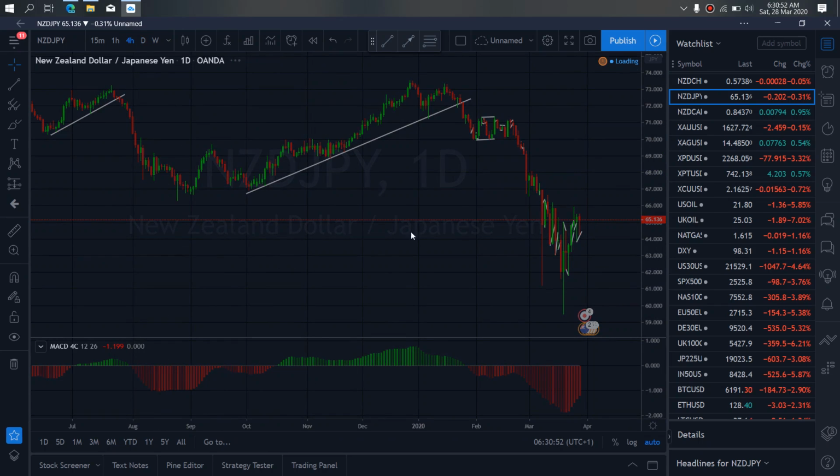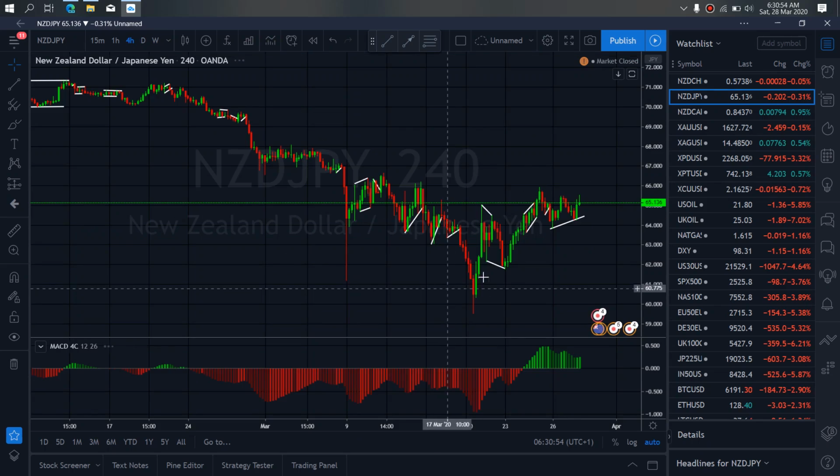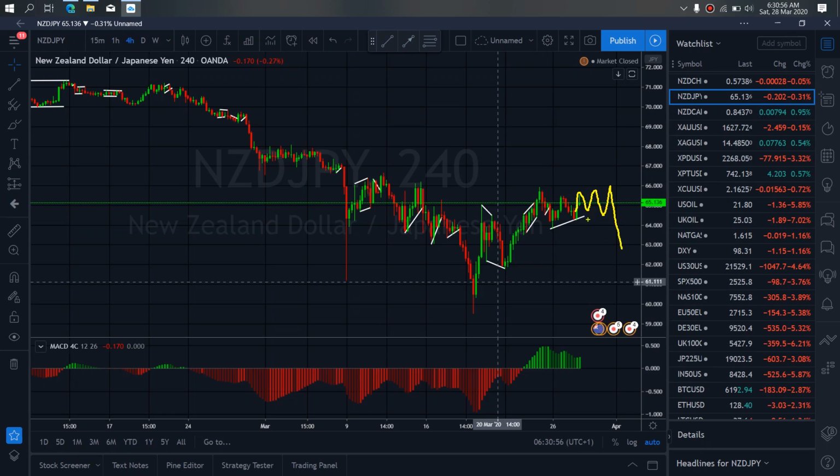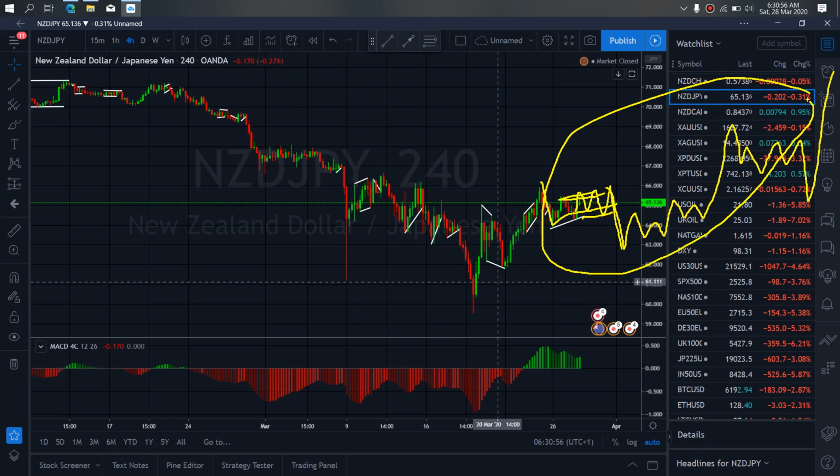So if we resume to the 4-hour time frame, I want to watch out for this. We expect them to correct here sideways and then drop down for us. So we expect the correction, and they drop once more for another impulse, but they will come back upside for us with that momentum. So I want to watch out for this on New Zealand yen this week.